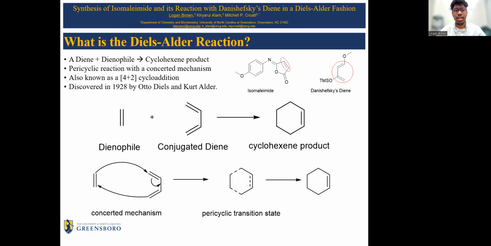It's also known as a 4+2 cycloaddition. That just means that we have a 2-carbon compound plus a 4-carbon compound, and we create a cycle or a ring structure. And this reaction was discovered in 1928 by Otto Diels and Kurt Alder. And the substrates that we are working with on this project are isomaleimide and Danishefsky's diene here. And I've circled the analogous structures, the dienophile over here and the diene here.